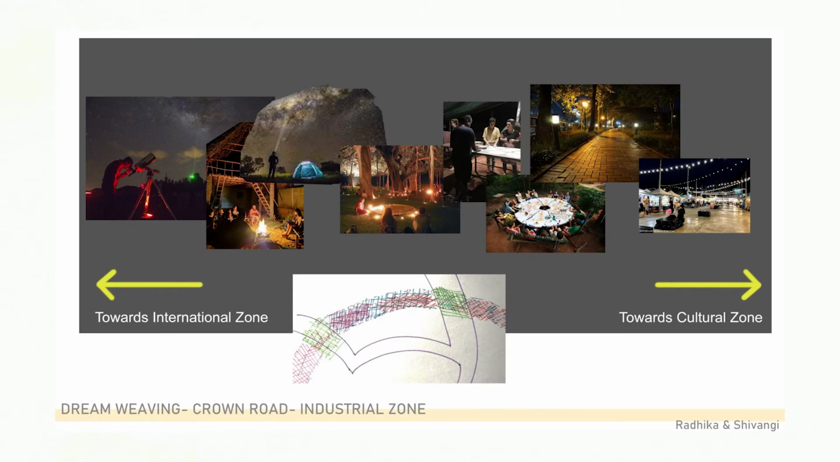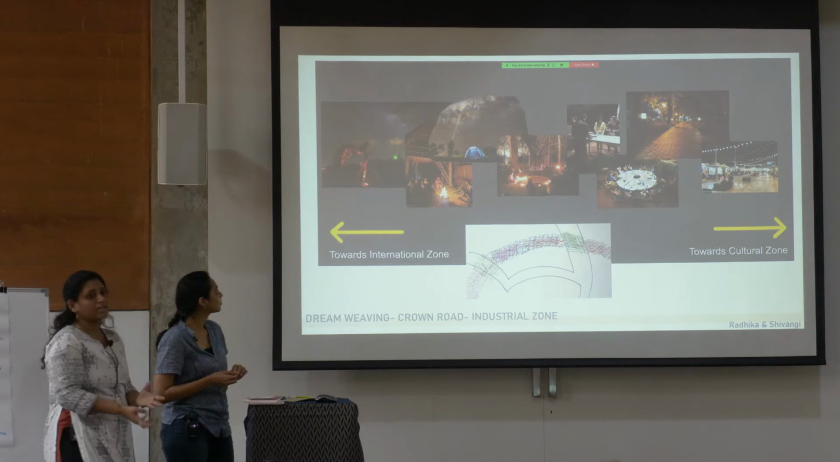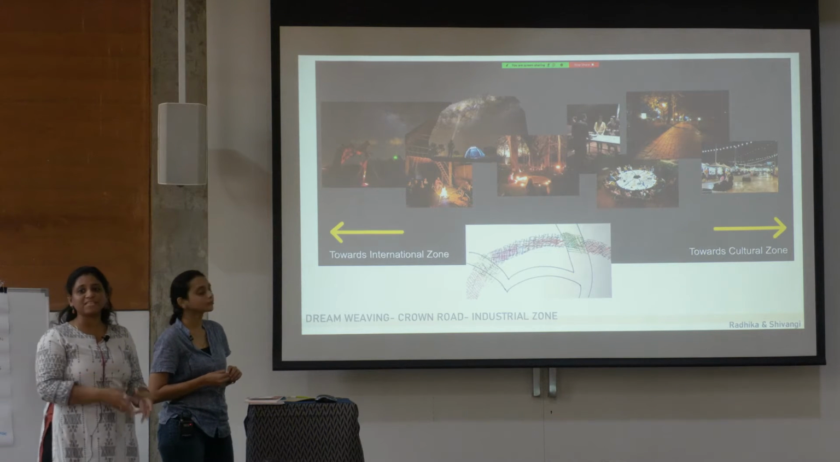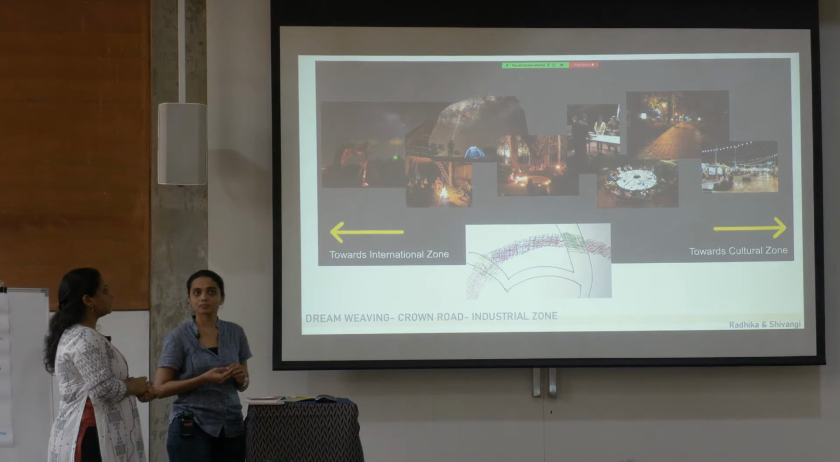So if you see, the little sketch that was there before has now slightly changed with more of the merging of the activities from the cultural zone and also from the international zone. So we thought that there could be a full spectrum of activities like the stargazing sessions, some camping sites, some kind of bonfires, some kind of sacred circles, some kind of working together or sharing together, some kind of night walks or night markets. So we really thought that that kind of presence into the industrial zone in the night and being able to use the infrastructure that we have would be important to see.